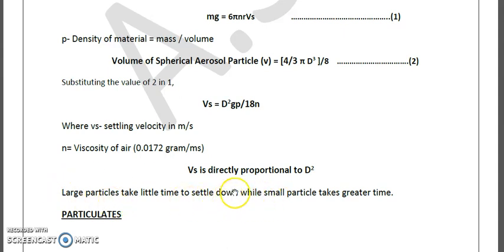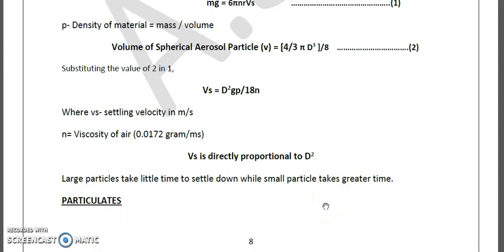Assume a small particle having a small diameter. Then settling velocity will be small, hence it will take more time to settle. That's why we generally say that large particles take lesser time to settle down, because they have high settling velocity. On the other hand, a smaller particle having low diameter and lesser settling velocity will take more time to settle. That's why small particles are more dangerous to health, because they settle late.